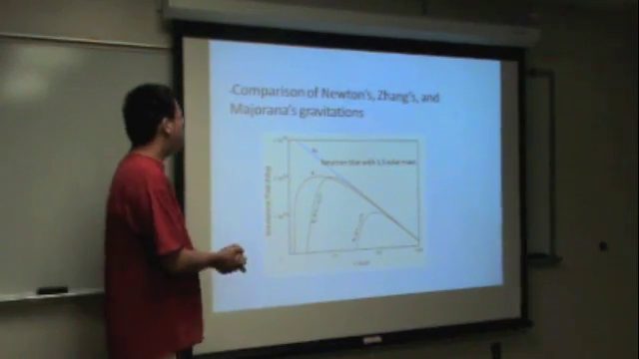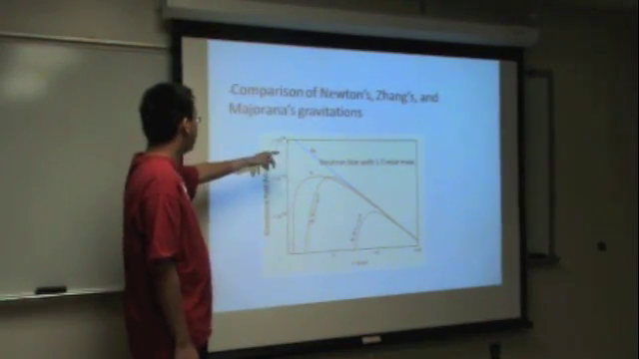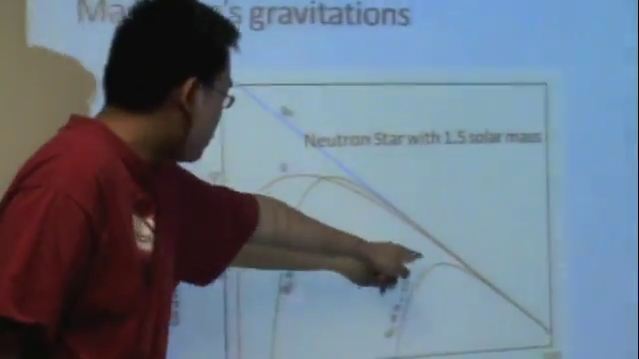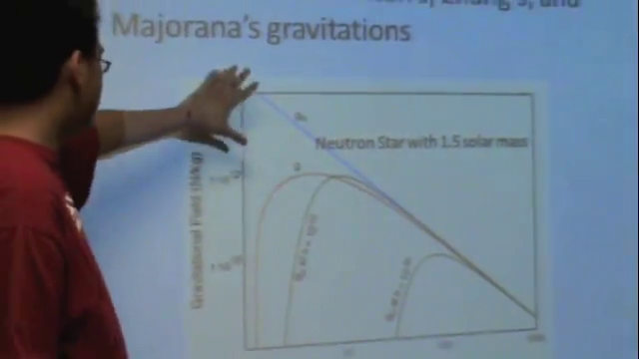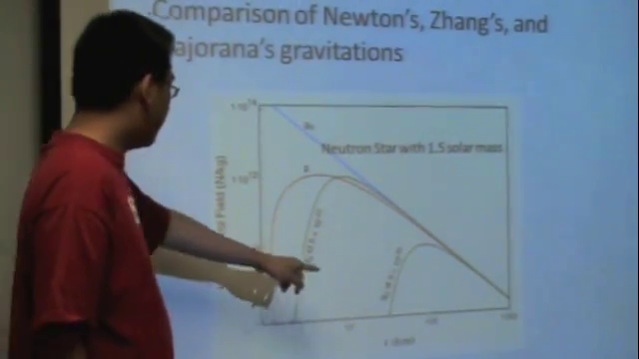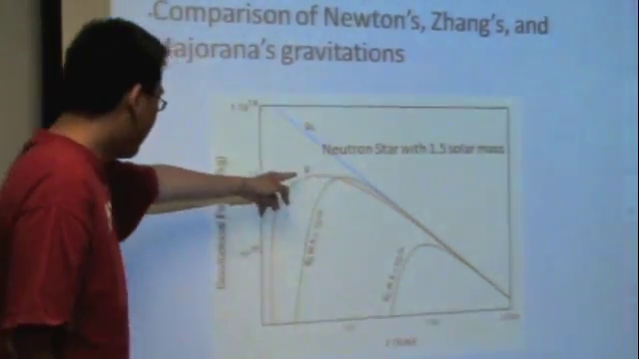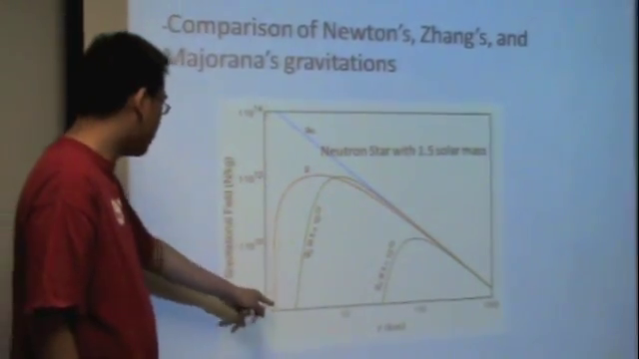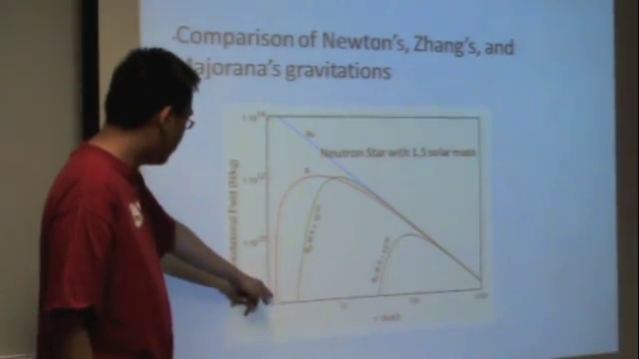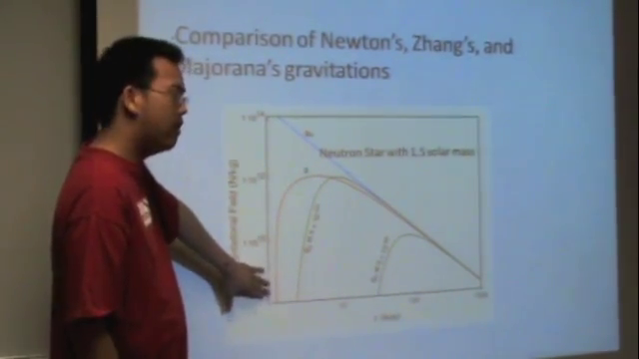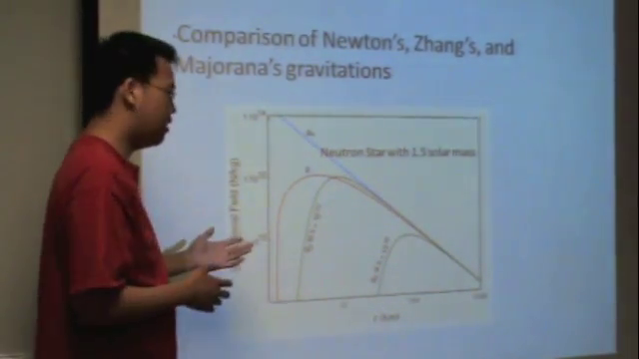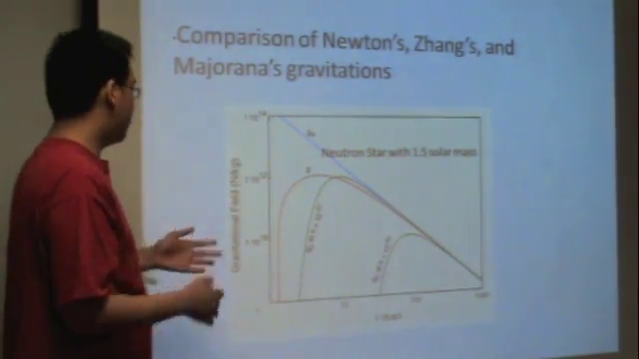Here's the comparison of Newton's, Zhang's, and Majorana's gravitations. This is Newton's, which is a straight line, which shows that there's no such thing as gravitational shielding. But for ours, as R approaches very close to 0, there's no gravitational field. It's as if the object is protected by a gravitational shield.